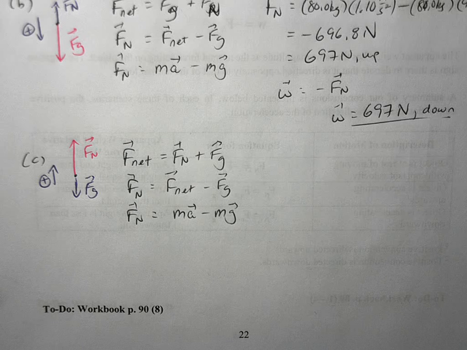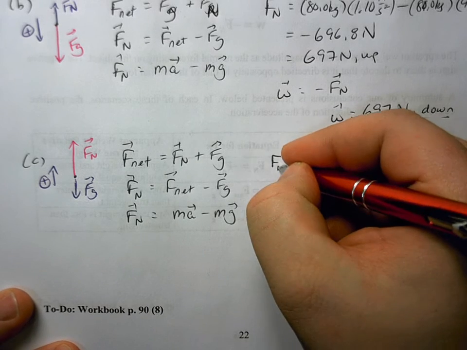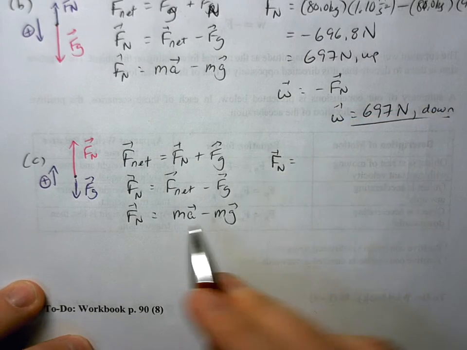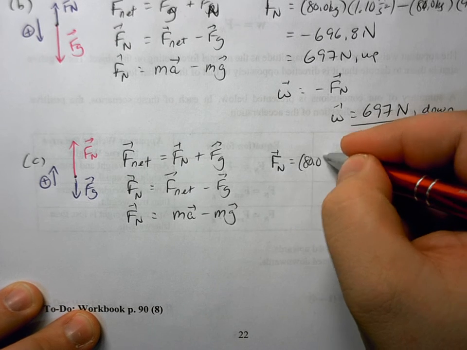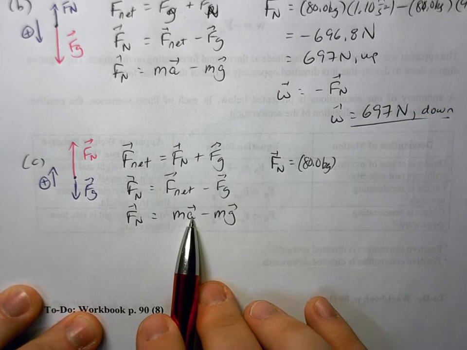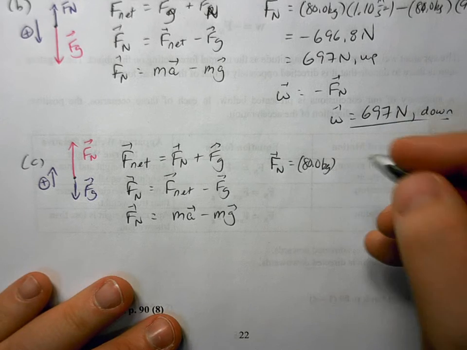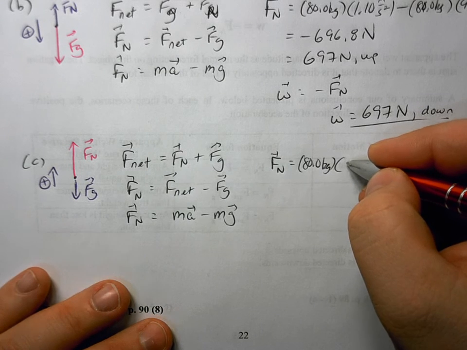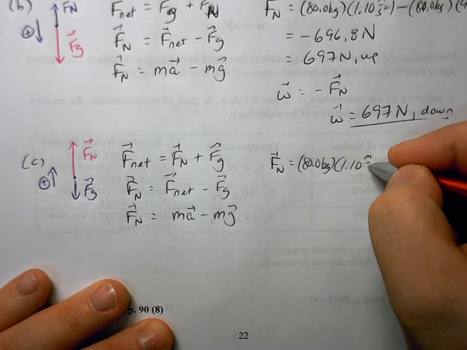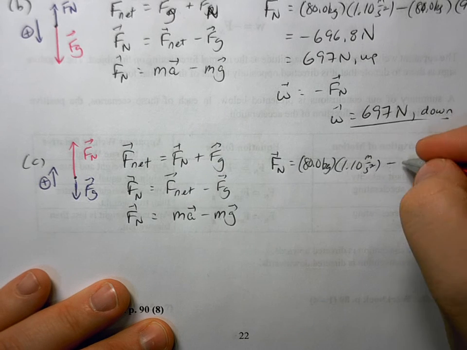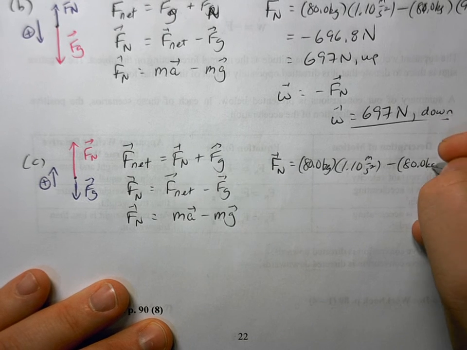The only thing you got to be really careful with here, you have to be careful with the signs of a and g. This is where your free body diagram comes in. This is where your sign convention comes in. So we're going to be really careful with this one. So Fn, I still have my mass of 80. The acceleration's directed up, and we've called up positive. So we will put that in as 1.10 meters per second squared. And then we're going to subtract off this mass of 80 kilograms.